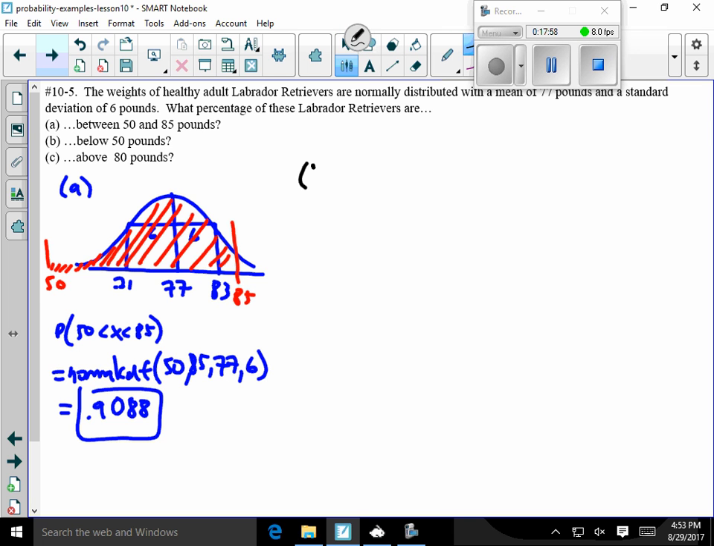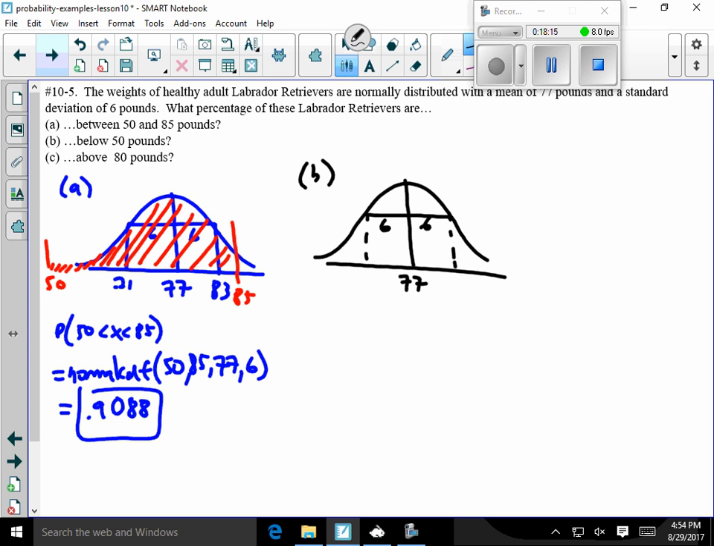Okay, for B, it says what's the probability, or percentage, of Labrador retrievers that are below 50 pounds. So I'll make the same sketch. 77, right? Let's see, 6 for the standard deviation. So this goes plus and minus 1 standard deviation, 71 and 83. And I'm looking for something below 50 pounds. Okay, so way out here there's 50 pounds, and there's some little bit of area there to the left.